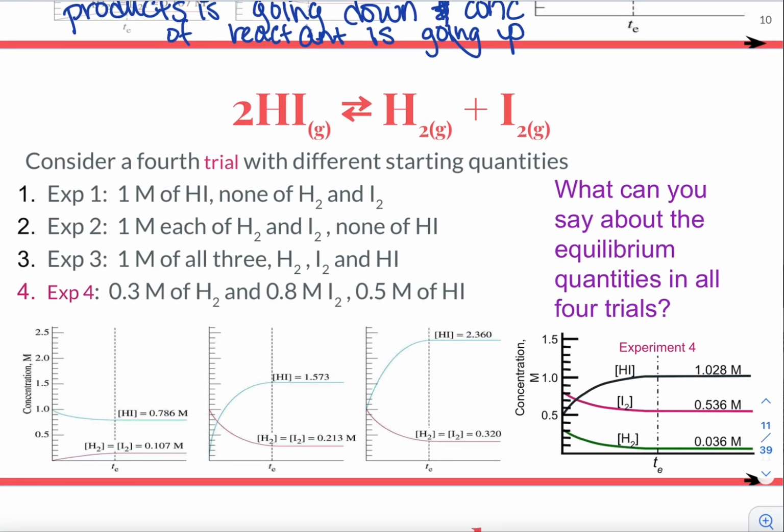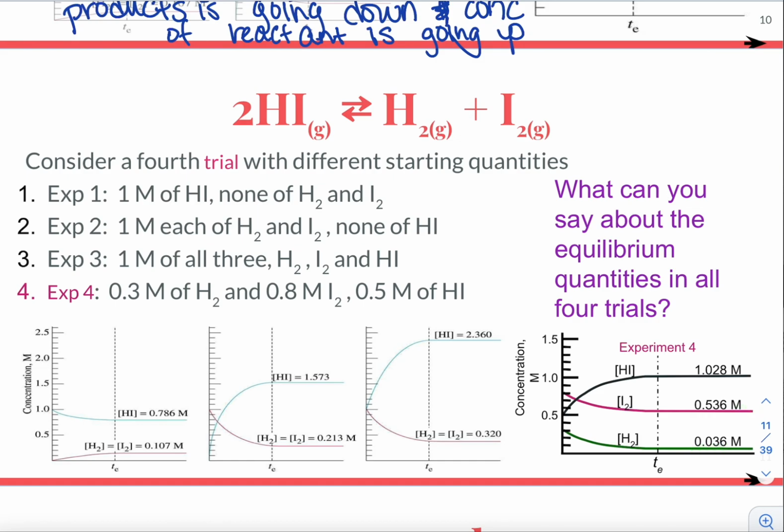Okay. So if we look at a fourth trial, same reaction, but this time we have these random numbers, 0.3 molar of H2, 0.8 molar of I2, 0.5 molar of HI. So they're all starting at different places on our time zero, okay? And then we have equilibrium reached here at TE. That TE just means time of equilibrium. And then we have all these straight lines, but with these different molarities.